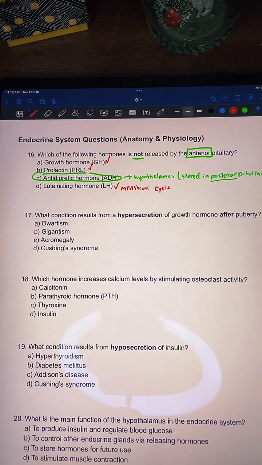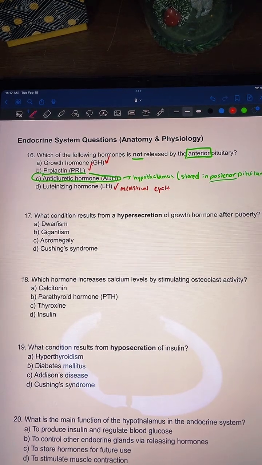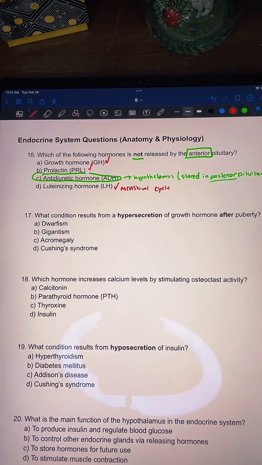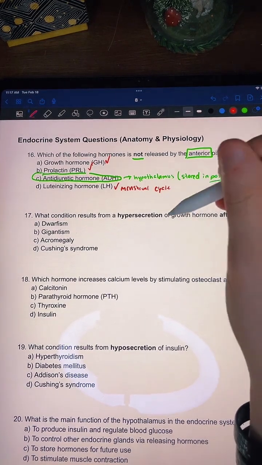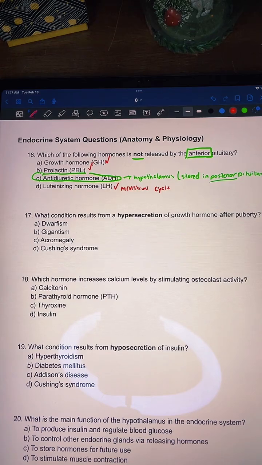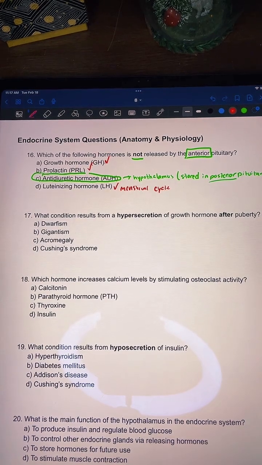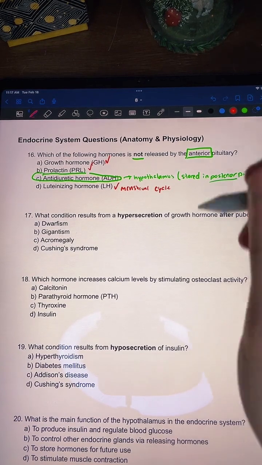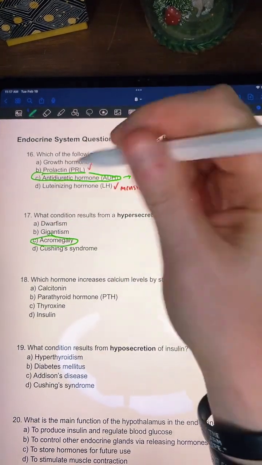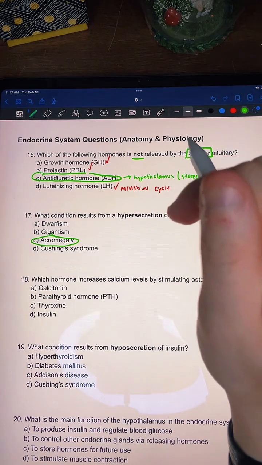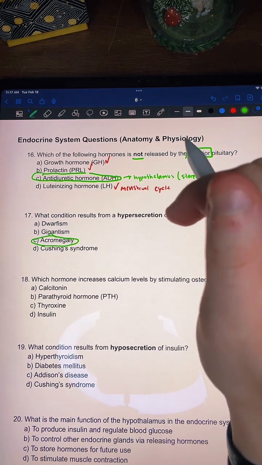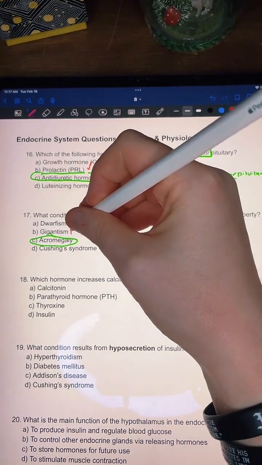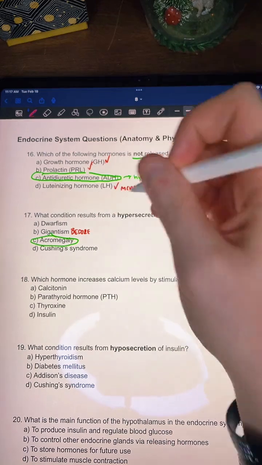This is Good Notes. The app here is Good Notes. But 17, what condition results from hypersecretion of growth hormone after puberty? Give you guys a couple more seconds to answer that. Yes, it is acromegaly. Someone in the comments said gigantism before puberty, acromegaly after puberty. Yes, that is correct. So this is before.